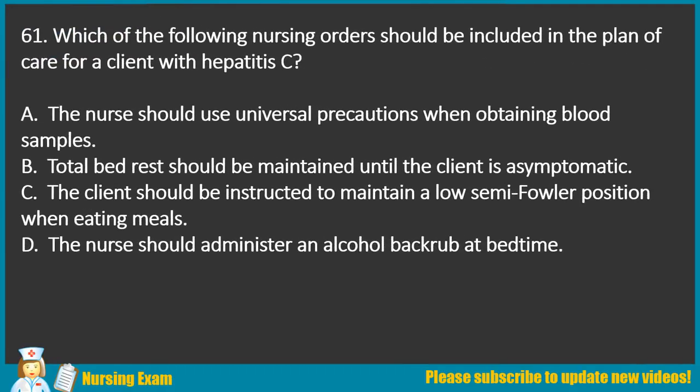Question 61. Which of the following nursing orders should be included in the plan of care for a client with hepatitis C? A. The nurse should use universal precautions when obtaining blood samples. B. Total bed rest should be maintained until the client is asymptomatic. C. The client should be instructed to maintain a low semi-Fowler's position when eating meals. D. The nurse should administer an alcohol back rub at bedtime.